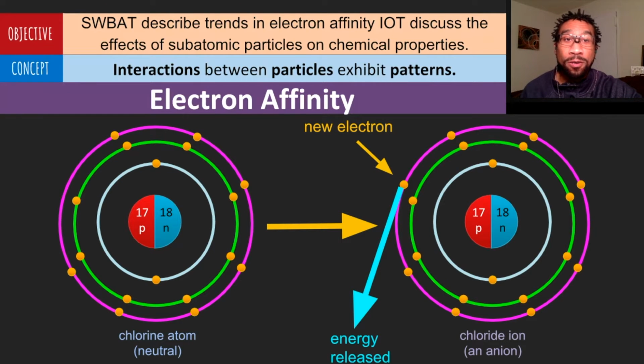So here's a pictorial form or a graphic form of electron affinity. Basically, this is chlorine. You have the neutral atom on the left, and then on the right, you have the chloride ion, in which this ion has received its eighth valence electron, a new electron from a different atom, and it's excited to get this electron, so therefore it releases energy.